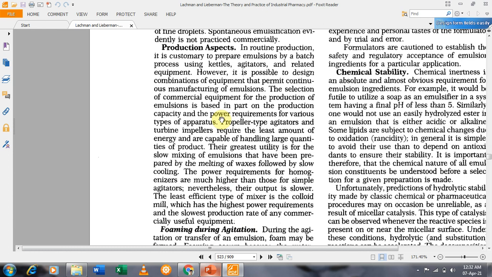That's a little bit about the different types of equipment used for emulsification and production aspects. Apart from these, certain other related equipment like kettles may also be used in order to prepare emulsions on a routine basis.